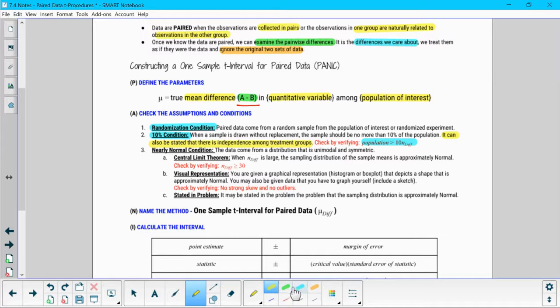The third thing that we check is the nearly normal condition, and you check that in one of three ways. You can see if the central limit theorem works. Is my sample size greater than or equal to 30? You can do a visual representation. If I do a box plot, make sure there's no strong skew and no outliers. Or if you're lucky, it is stated in the problem that the sampling distribution is approximately normal. All of these conditions we have checked before in the one sample t interval.